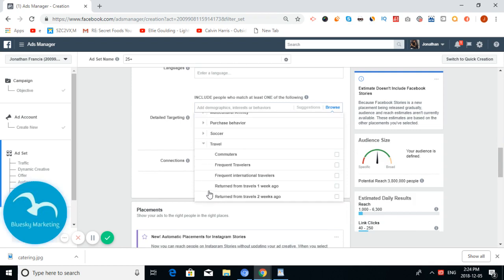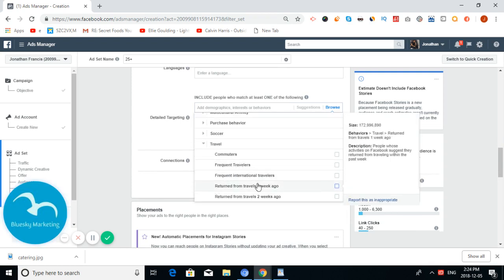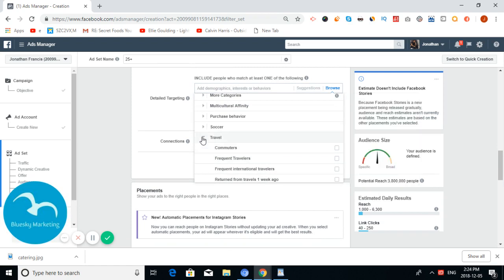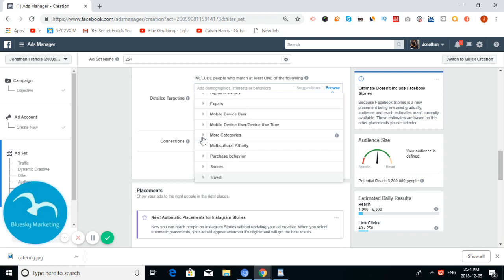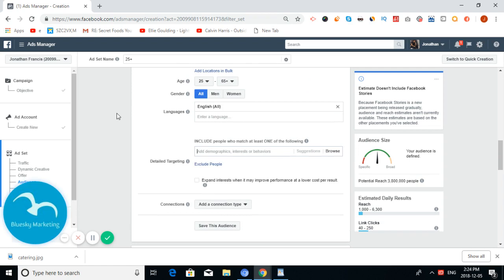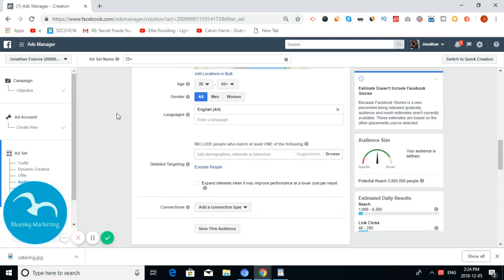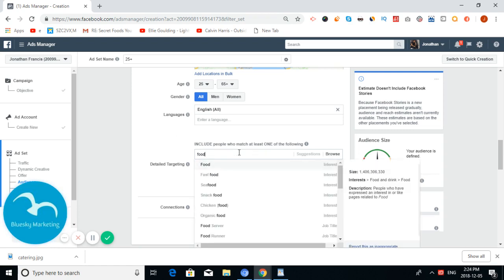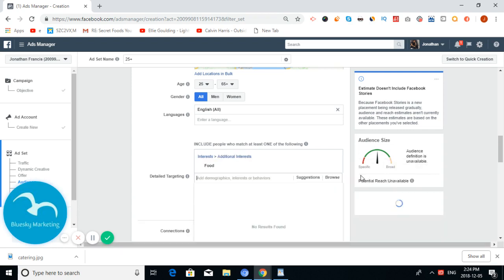And you could even target travel, frequent travelers, return from travel a week ago, etc. If you're an airline company, if you have a wonderful promotion for a vacation, etc., you could really dive in and get interested. So for the sake of this ad, let's just say I'm making an ad for a catering company. The first thing that came to mind, we're going to just type in, we could look at people who, let's just say, if you want to get very broad, just for the sake of the tutorial, people that like food, you could click on, right? And you see 1,406,000,000 people are interested in this topic.